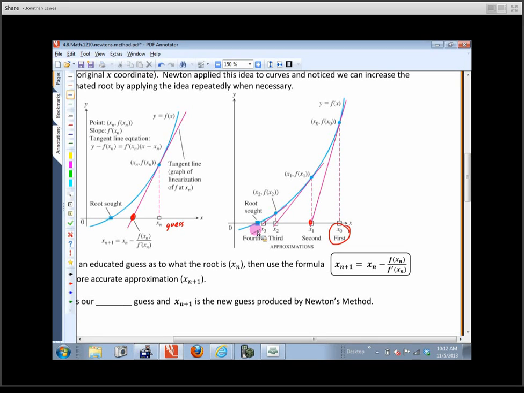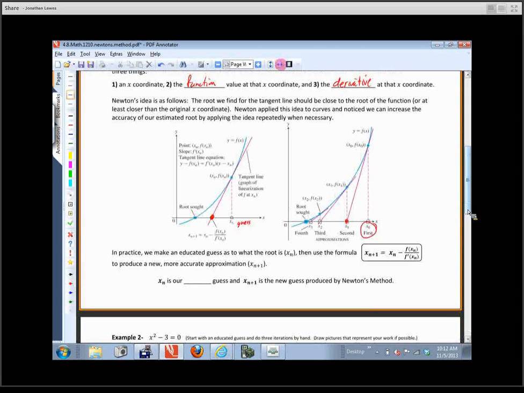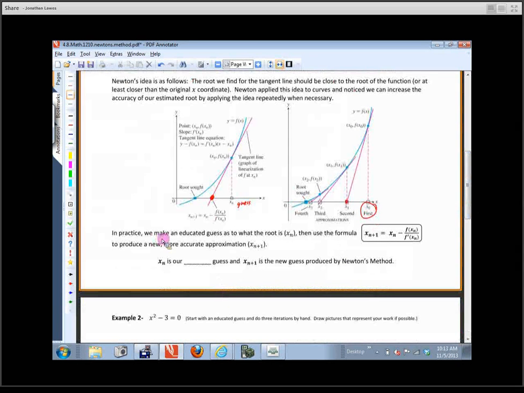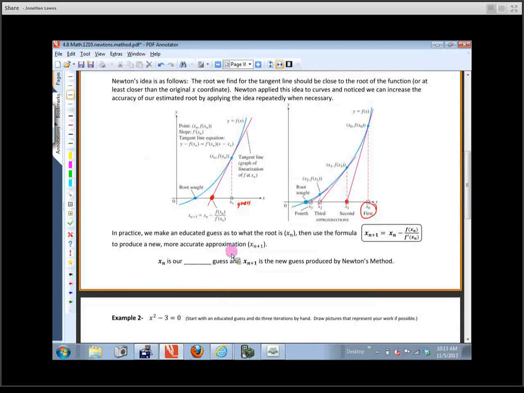Get really, really accurate answers very quickly, and even how we can do a couple iterations by hand, and we'll find a really accurate answer. So here's the way we do this. We're going to make an educated guess. We're going to look at a problem and say, I think that crosses at around 1. And that's going to be our initial guess. So we're going to make a guess as to what the root is.